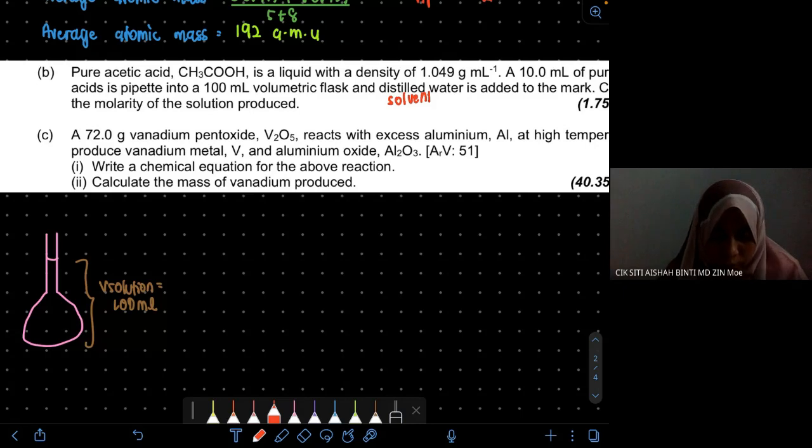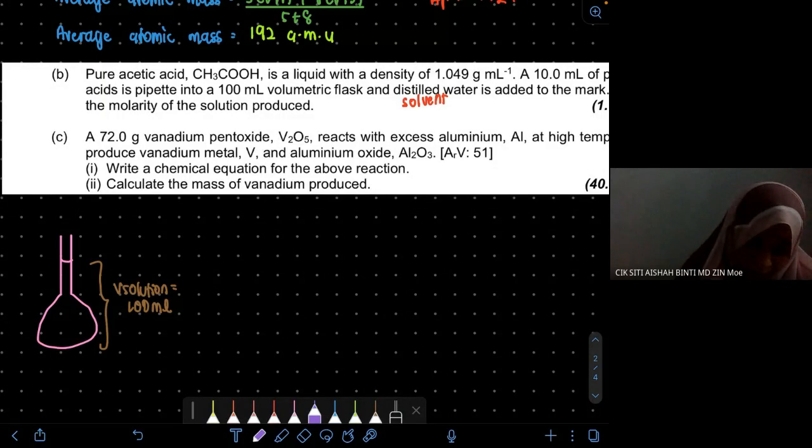Okay. So yang ini saya tahu volume solution kita is 100 ml solution of acetic acid ni. Lepas tu kita akan add dengan solvent, to form the solution, solute plus solvent. Okay. Tapi apa yang sebenarnya yang kita tambahkan jadi 100 ml ni? This is actually our pure acetic acid.